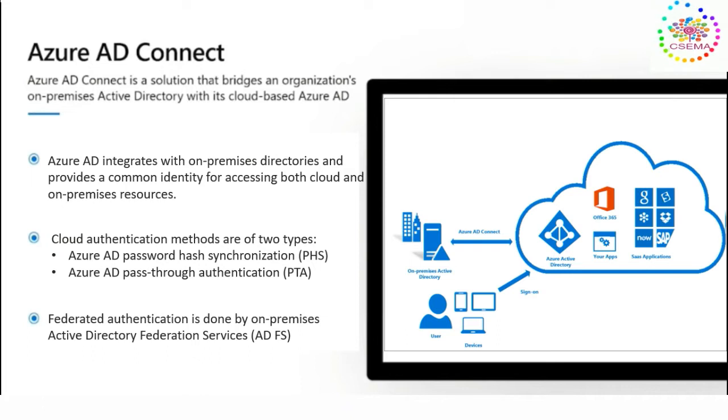Azure AD PTA provides a simple password validation for Azure AD authentication services by using a software agent that runs on one or more on-premises servers and ensures that the password validation doesn't happen in the cloud. Federated authentication is performed by an on-premises Active Directory Federation Services, or ADFS, to validate the user's password by providing additional advanced authentication requirements.